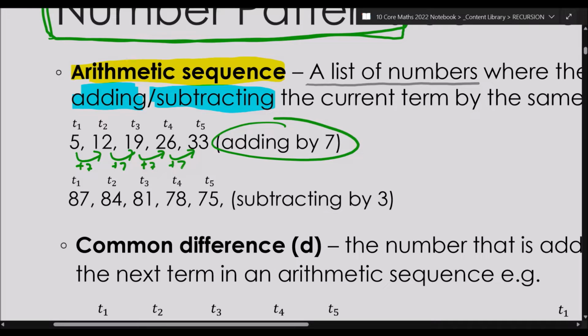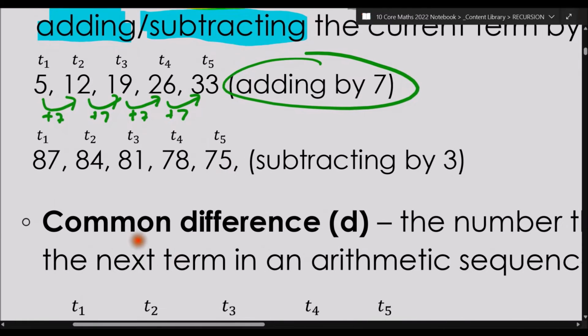Adding by 7. Look at the other set of numbers here. In this number set, we start with 87 for T1, 84 for T2, and then T3 is 81. So you can see here that instead of adding, this time it's subtracting by 3. So it's going down by 3.